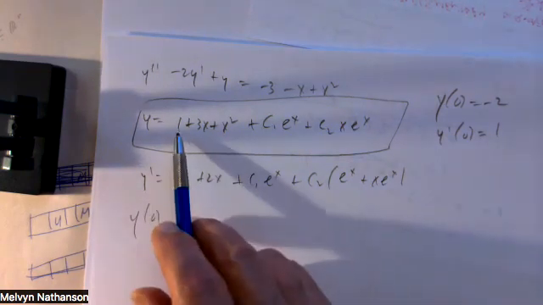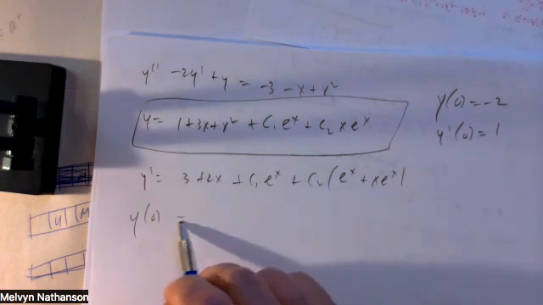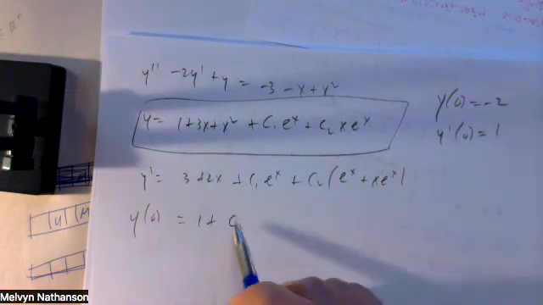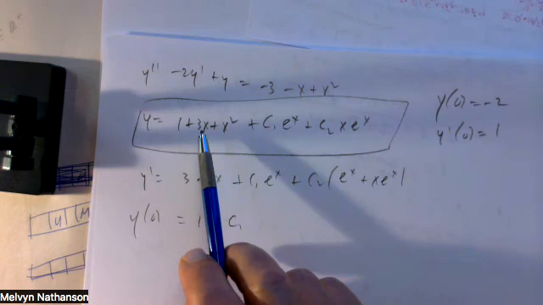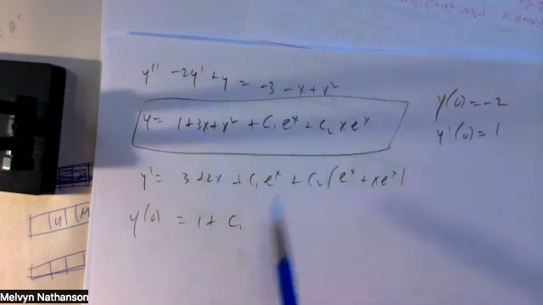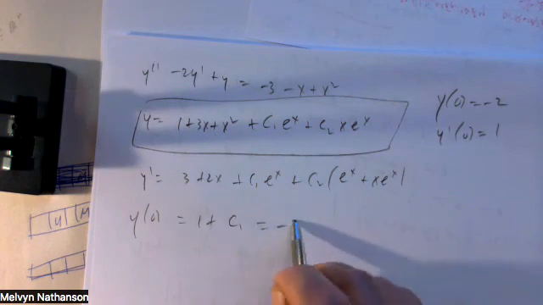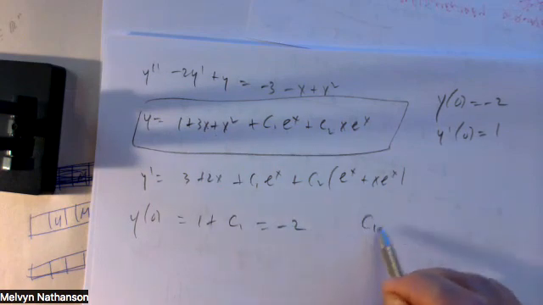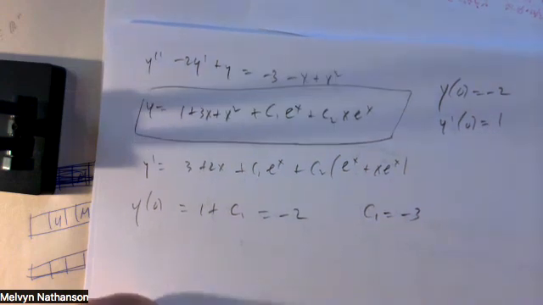So if I evaluate y at 0, I get 1 plus c1. When x is 0, c1 e to the 0 is c1. This is 0. Y of 0 has to equal minus 2. So that tells me c1 is minus 3. Right? That's pretty quick.